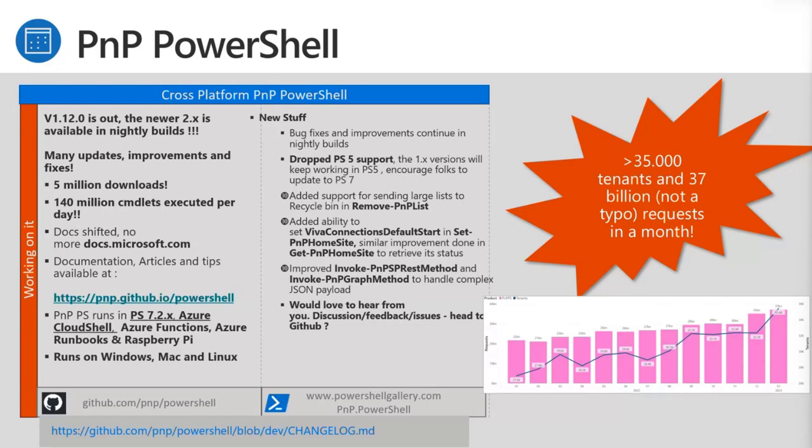Besides that, we would absolutely love to hear from you on the discussion forum as well as in the issues list on GitHub. Usage has also been increasing quite a lot. It has been 37 billion requests a month. That's a monthly figure. Wow. And usage is in around 35,000 tenants. So, yep, quite good numbers overall. Over to you, David. Thanks a lot. Woo, 37 billion. Awesome. Thank you, Gautam.